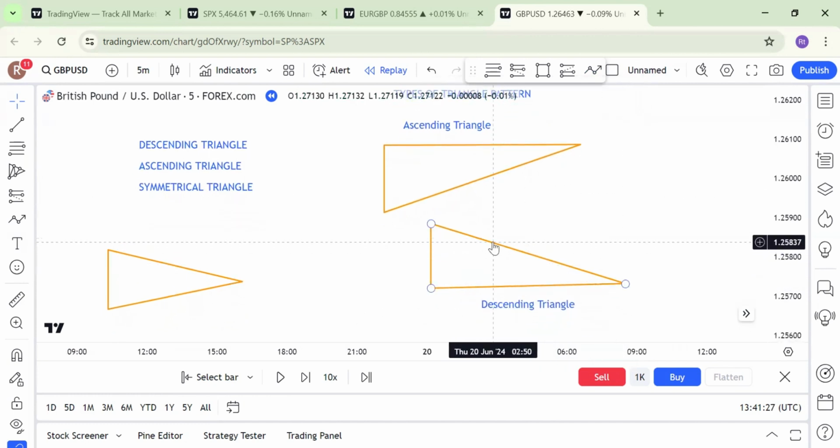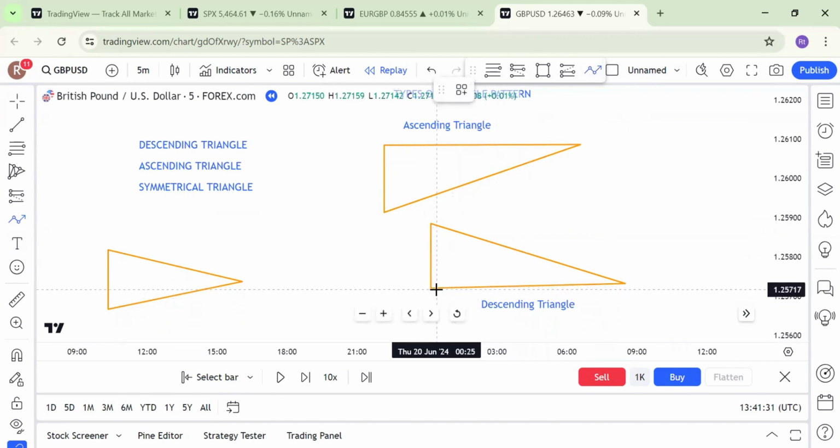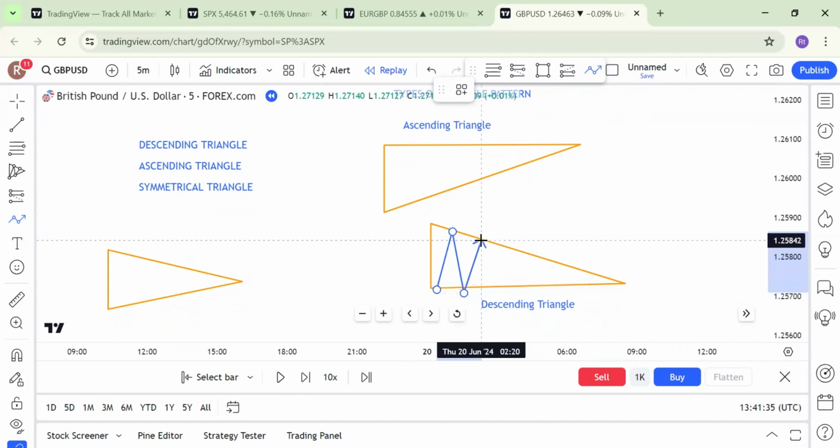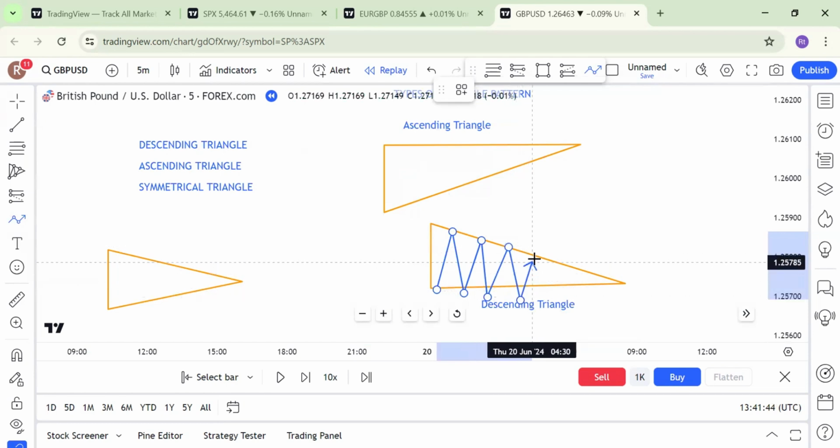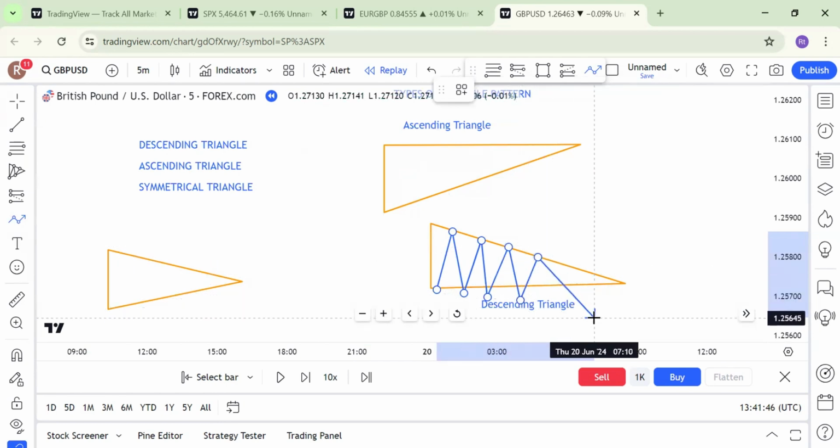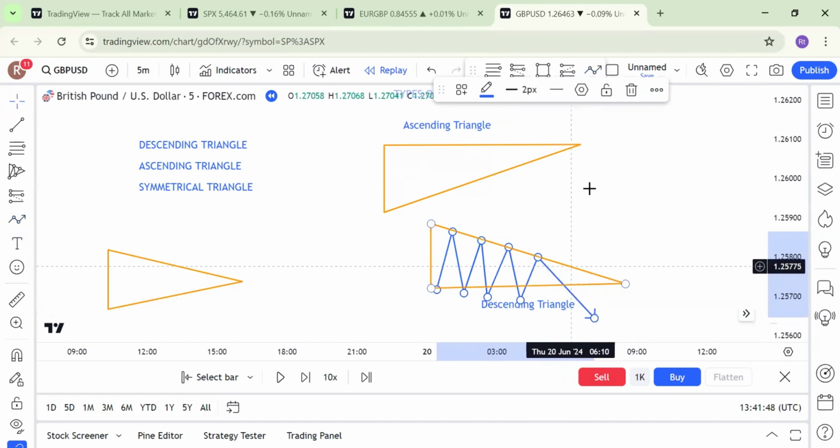So this is a descending triangle also. We have something like this. You have something like this. You have the series of lower highs and lower lows. You see? Then one time it will break out and break to the downside. Okay, so that is that for this.